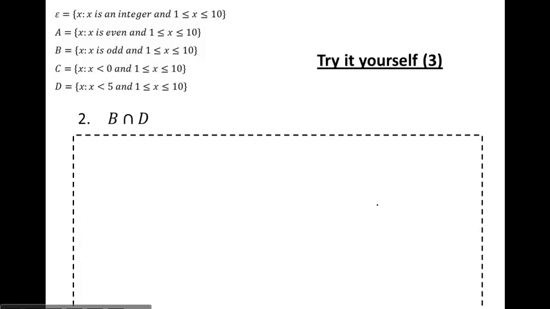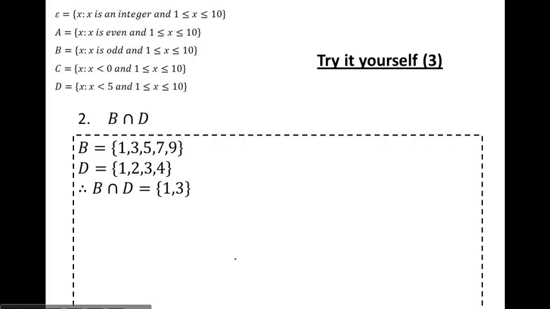Next, you have 30 seconds to try out this question. List the elements for B intersect D. Pause the video for 30 seconds and try out this question. Yes, I can see that more people are trying out this question now. Compared with the first example, there's a much improvement. Let's check the answers for B intersect D.